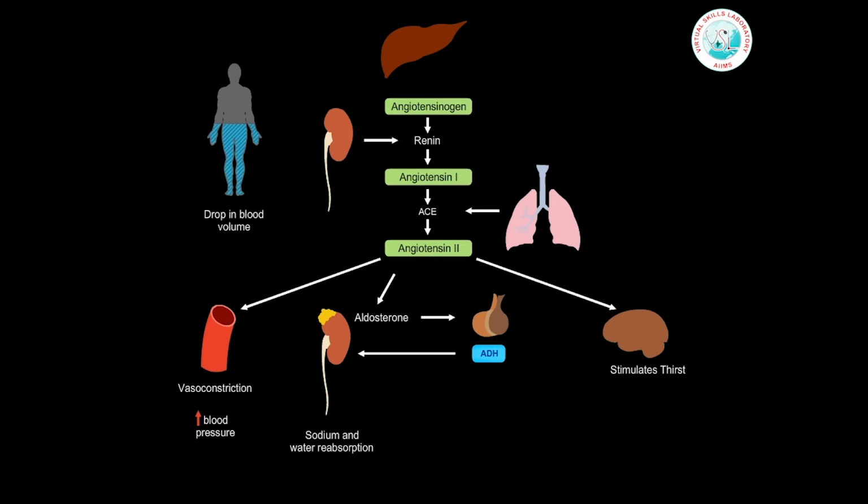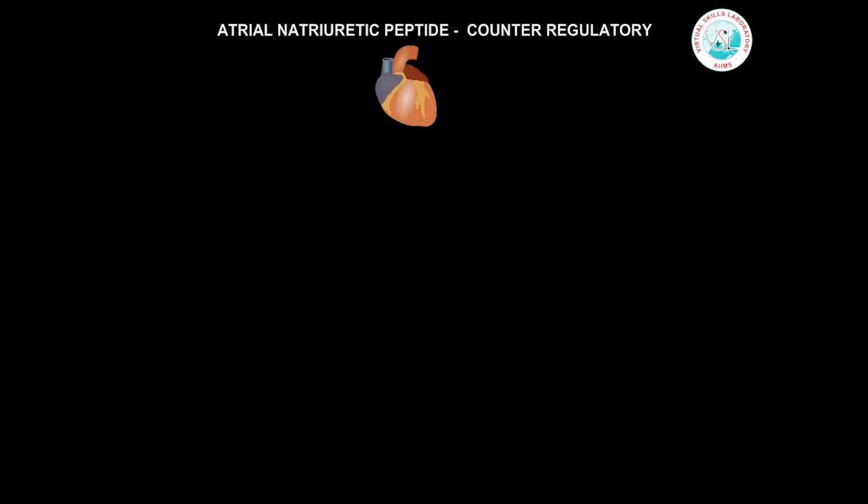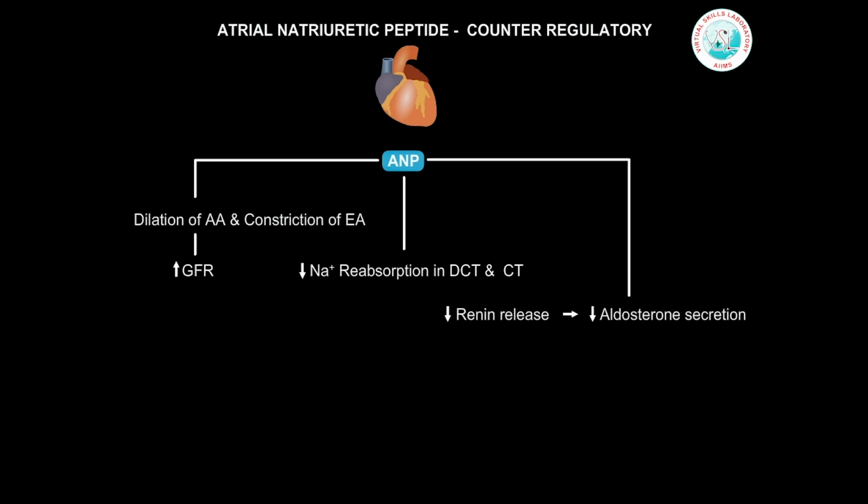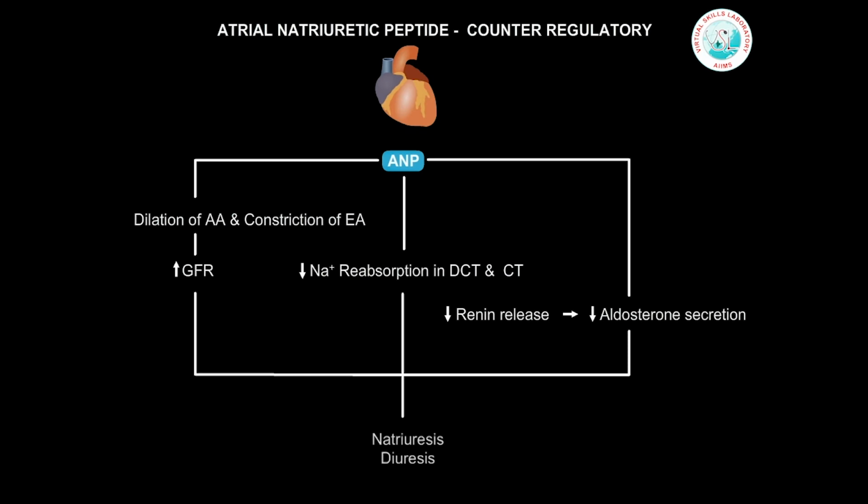This rise of blood pressure can be dangerous at times, so to regulate the system, certain counter-regulatory hormones like atrial natriuretic peptide come into play. This is secreted by atrial heart muscles. ANP causes vasodilation of the afferent arteriole and constriction of the efferent arteriole, leading to increase in GFR. It decreases sodium reabsorption in DCT and collecting tubules. It inhibits renin secretion and thus reduces aldosterone secretion, ultimately leading to increased sodium and water excretion from the body.